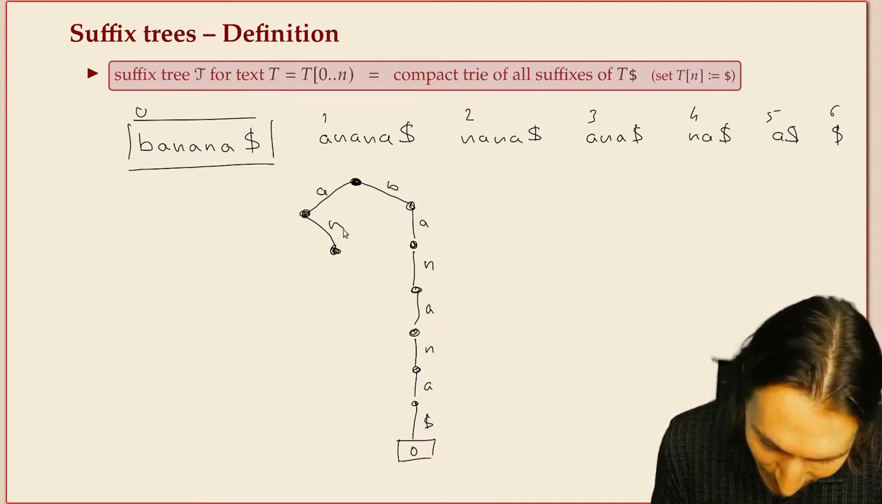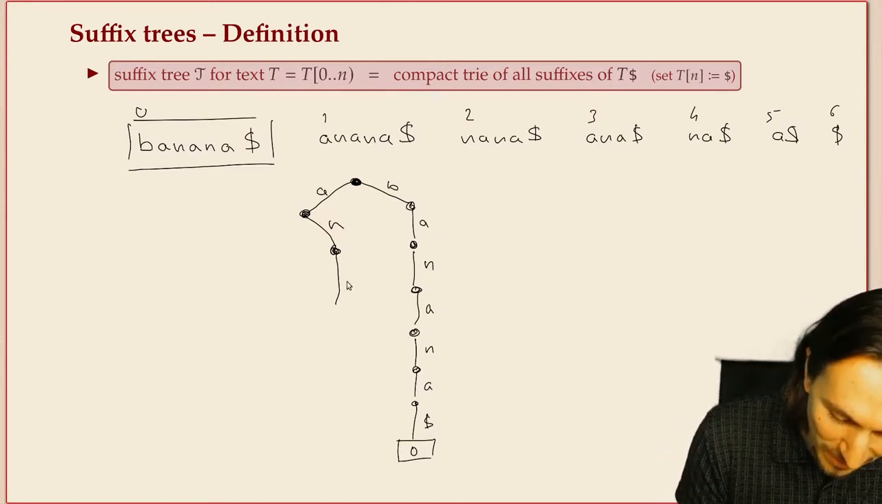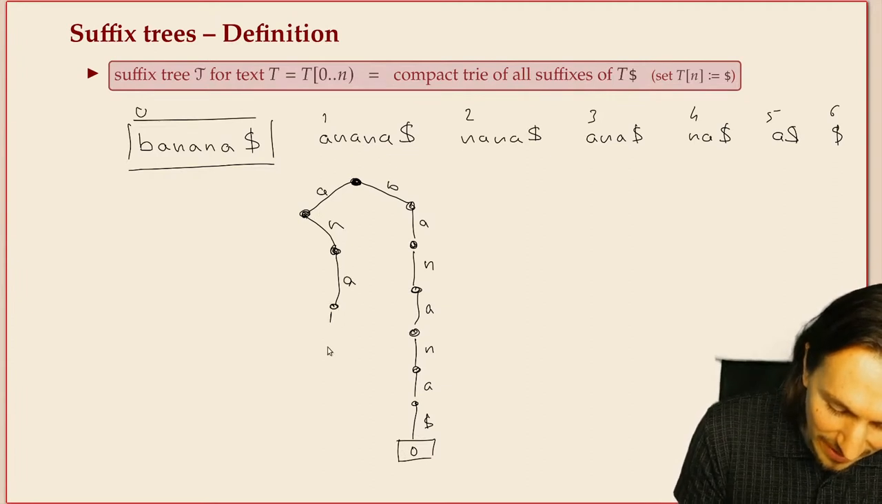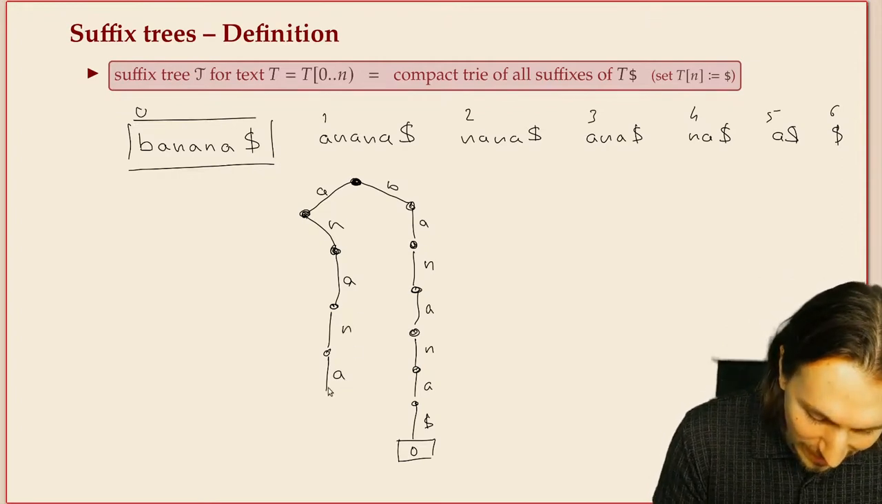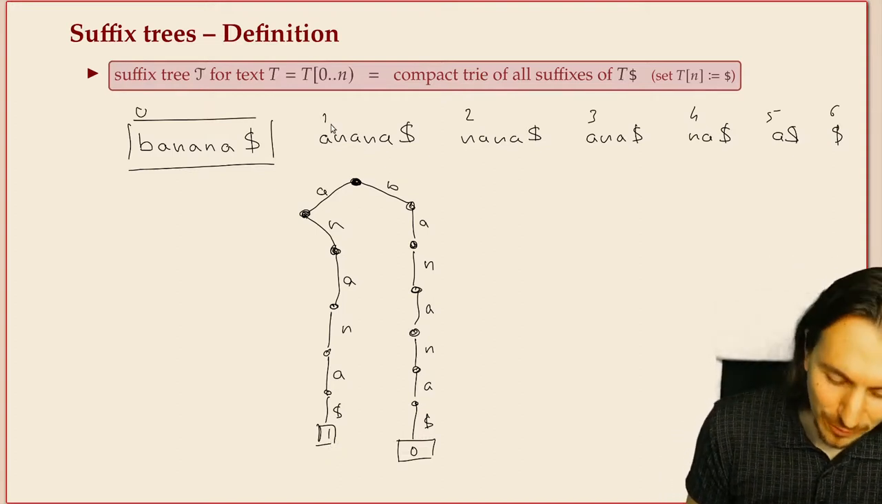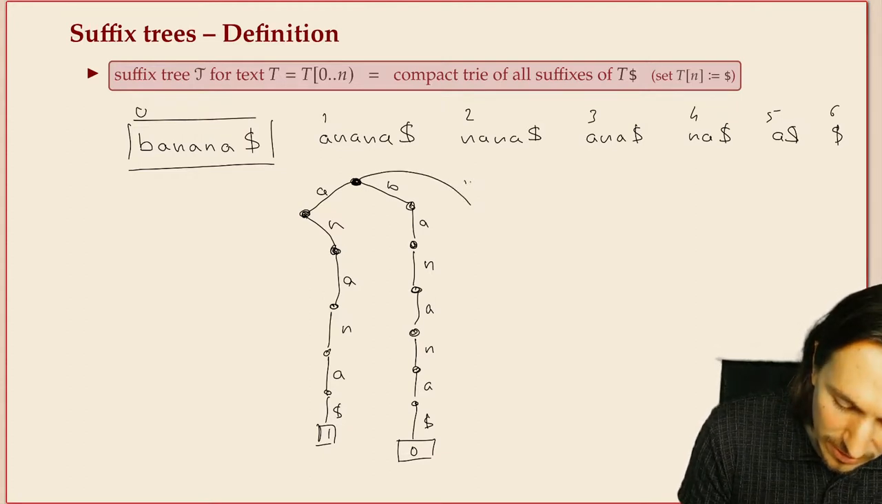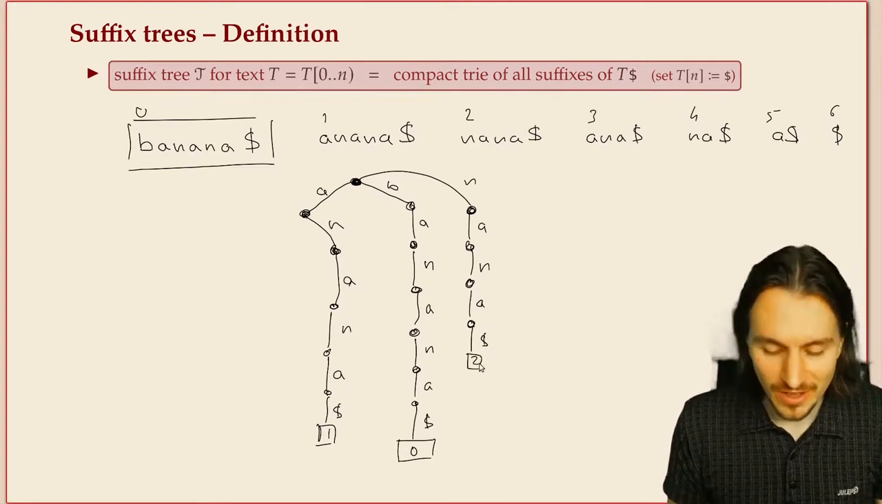Do we ever have something else after an A, then an N? Well, at least the dollar at the end. So let's keep it like that. Anana. This makes for a great recording. And the dollar sign. And that brings us to, well, the suffix starting at 1. Okay, and I guess you see the picture now, roughly how this goes. And we need another edge here for nana. And the dollar. And that brings us to the suffix starting at 2.